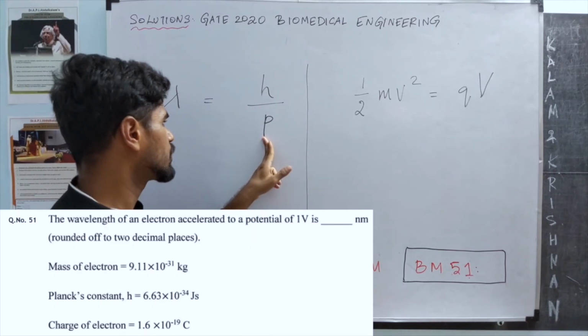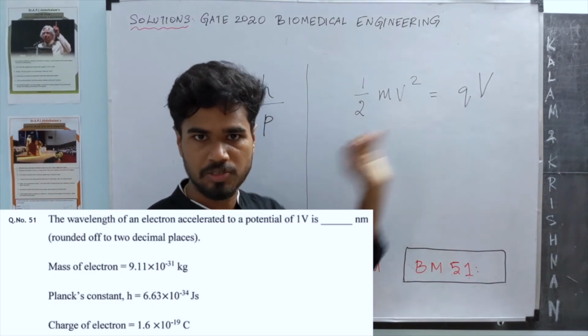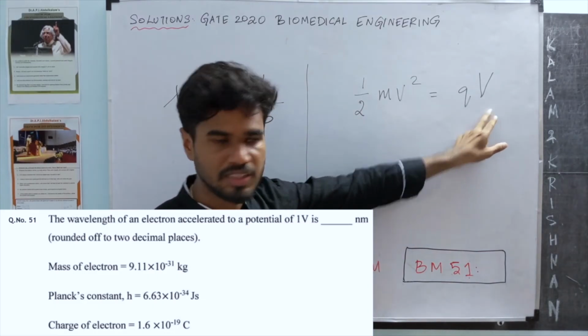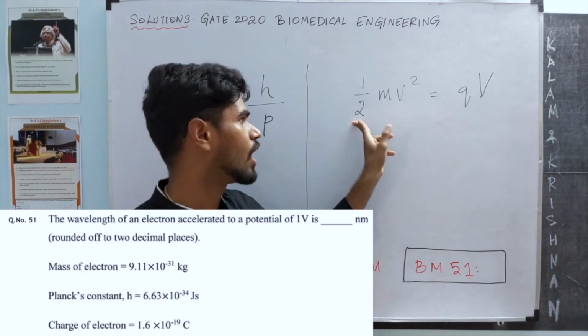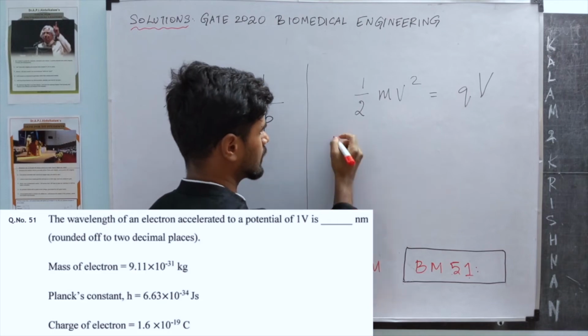I think we can find the momentum of the electron using energy conservation. So the work done on the electron when it's being accelerated is qV. That should be equal to the change in kinetic energy, half mv squared, right? So from this, let's try to calculate the momentum.